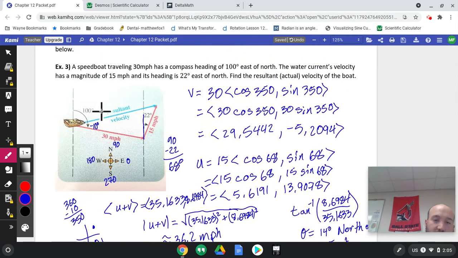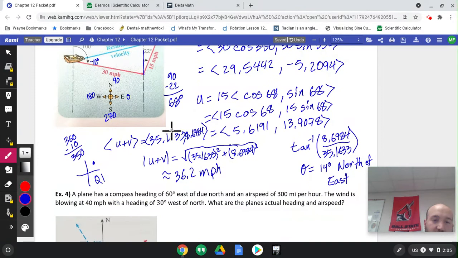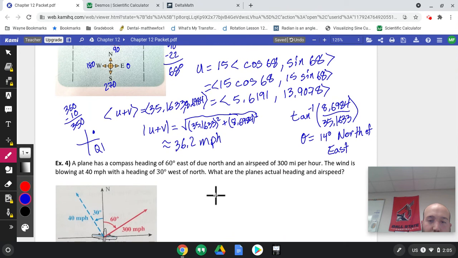So if we want our start to be north, that's at 90 degrees. So 14 degrees over here, somewhere over here, that would be 76 degrees if we take the 90 minus the 14. So we also could have said 76 degrees east of north. And it'd be 36.2 miles per hour, and then one of those is your answer.